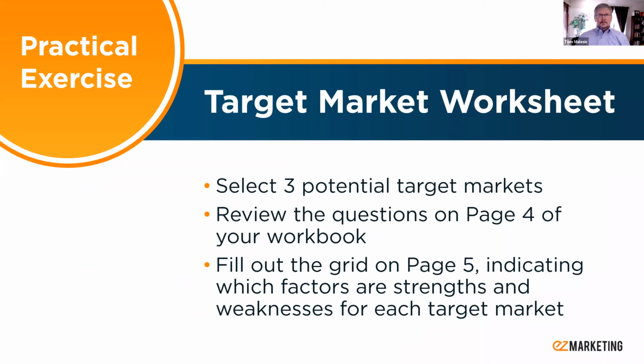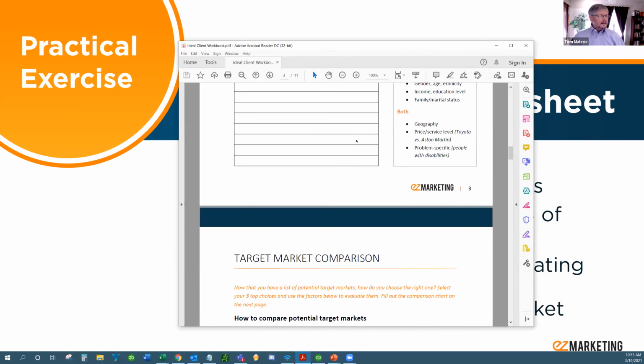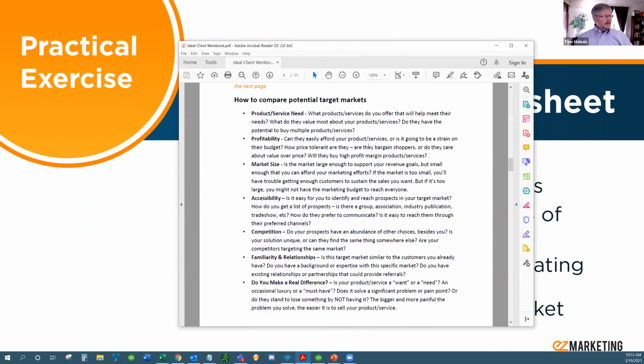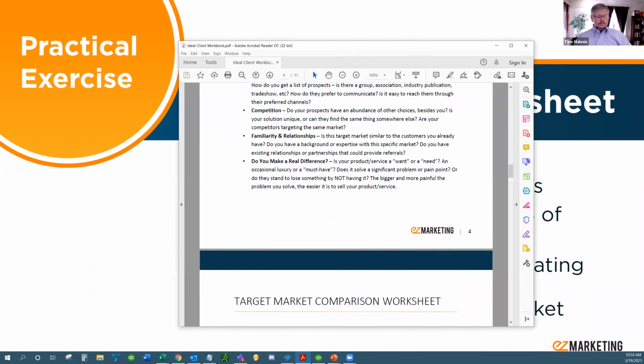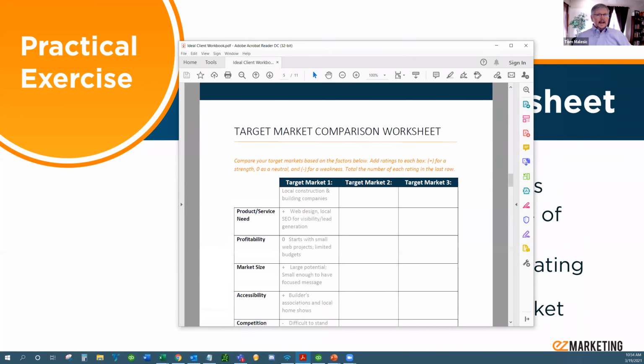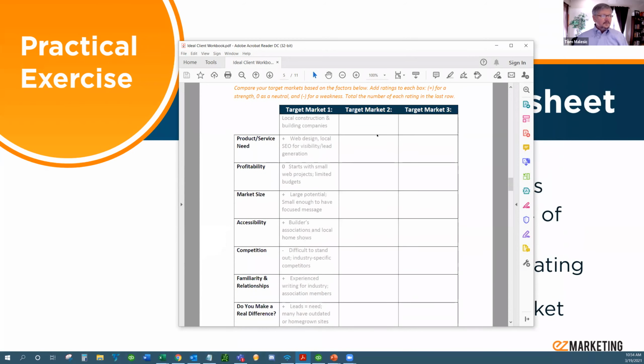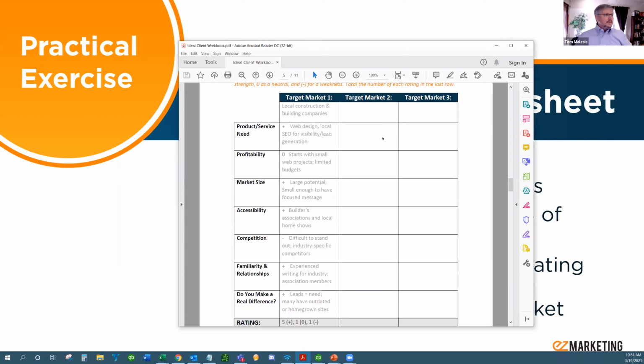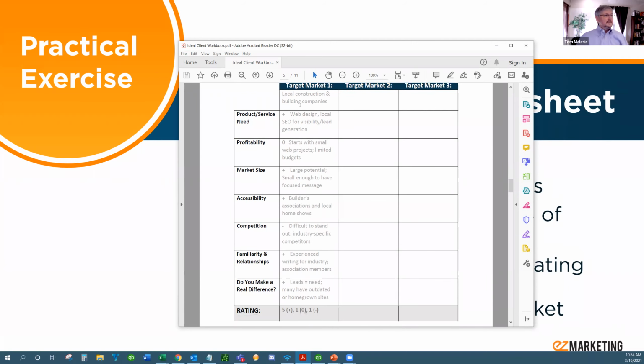Now, what I want you to do next is select 3 of those potential markets. Then on page 4, you can review the questions and then fill out the grid on page 5. So we filled out a potential for our business here in Target Market 1. We said, listen, we're really good at helping local construction companies and building companies.